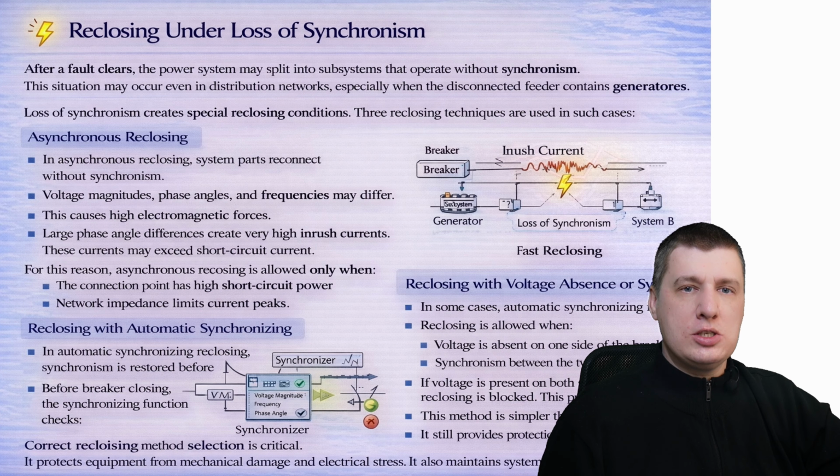Reclosing with automatic synchronization. In automatic synchronization reclosing, synchronism is restored before reclosing. Before breaker closing, the synchronization function checks voltage magnitude, frequency difference, and phase angle difference. Reclosing occurs only when the synchronism conditions are satisfied. This method prevents high transition currents and mechanical stress. Automatic synchronization is preferred in networks with generators. It ensures safe and controlled reconnection.